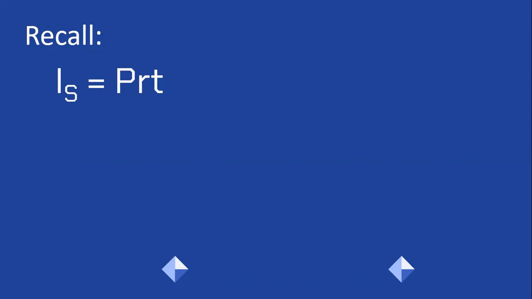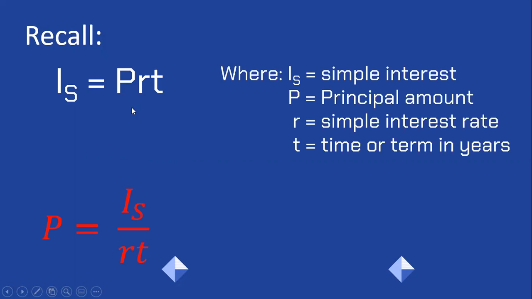Yes, Princess? P is equal to IS over R. Good try, Princess. So tama po yun, that if you will be asked to find the principal, then your formula will be I sub S, or the simple interest, over RT.